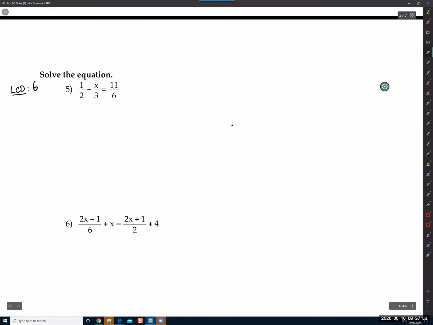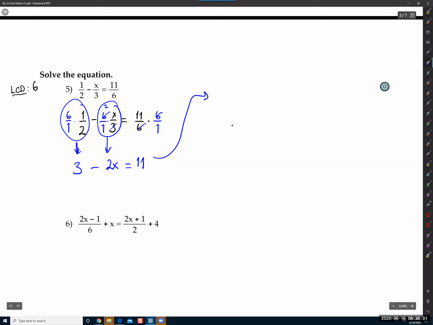So LCD 6. So that's going to be 1 over 2 times 6 over 1, minus x over 3 times 6 over 1, and is equal to 11 over 6 times 6 over 1. Now let's simplify that, which is 3. Let's simplify this one, which is 2x, because 6 and 3 simplifies, that's 2. 2 times x is 2x. And here, the 6 and 6 simplification is equal to 11. So now my new equation is 3 minus 2x is equal to 11.